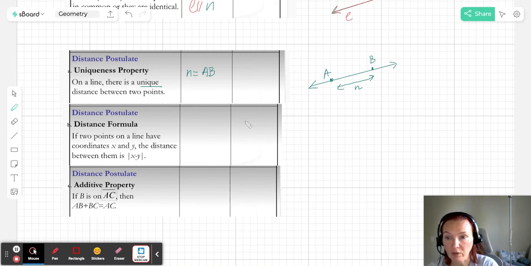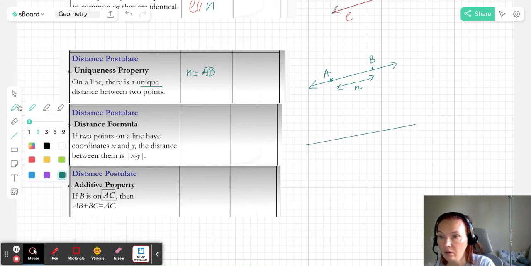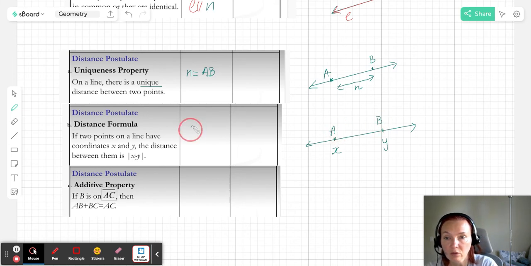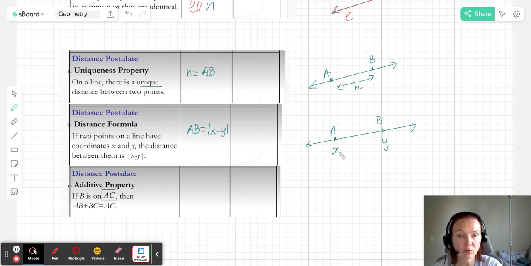Now, for the distance formula, we would use the line, so it's not the coordinate plane, it's just a line. So I have 2 points and I have the coordinates of those two numbers, X and Y. And I don't know where 0 is. It might be between, it might be to the right, to the left, we don't know. So we have 2 points here. Then the distance AB is going to be the absolute value of X minus Y. Why do we have to put the absolute value? Because distance is always positive.